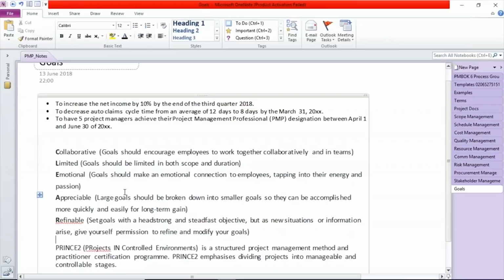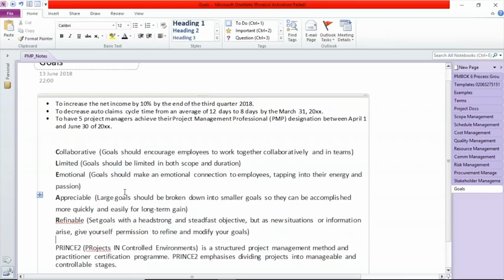Limited: goals should be limited in both scope and duration. Here also, as you see, the scope is very clear, they want to just reduce the cycle time. The scope is definitely very clear and limited, and there is also a duration attached to it. It should be emotional, so people should be able to establish an emotional connection, and that will also help us in capitalizing on the employees' energy and passion with which they work. So the emotional angle is equally important here.